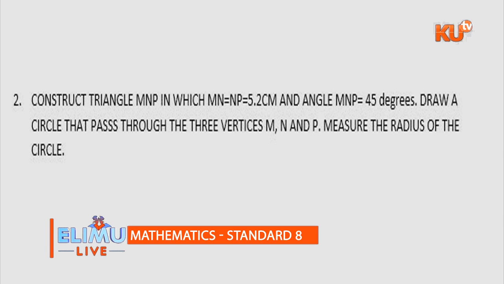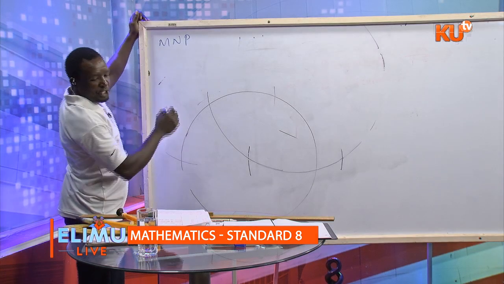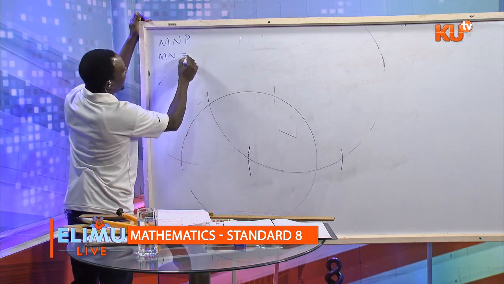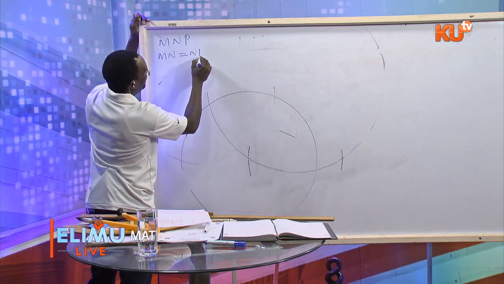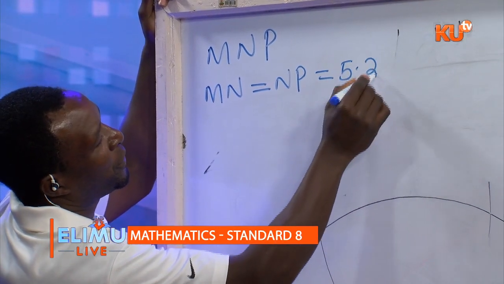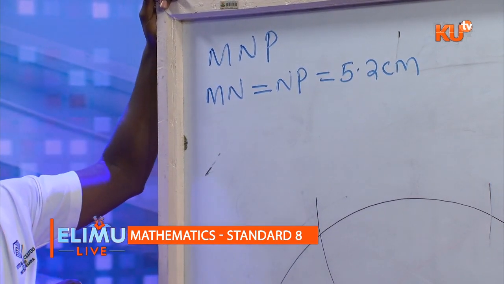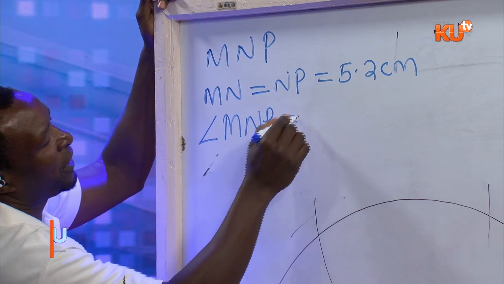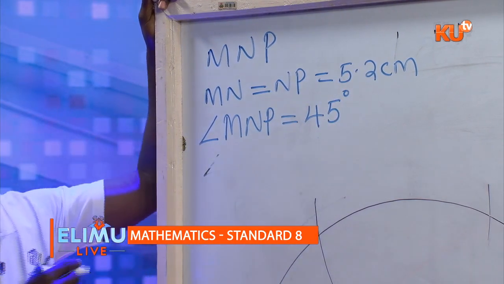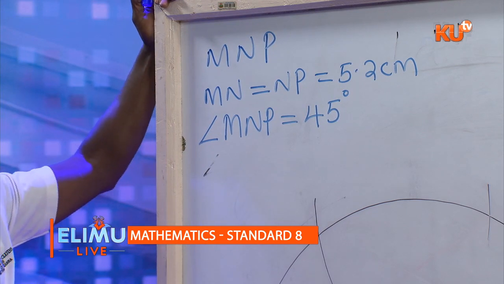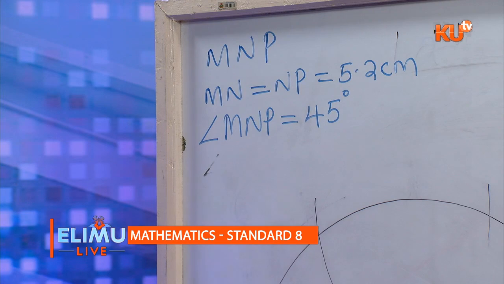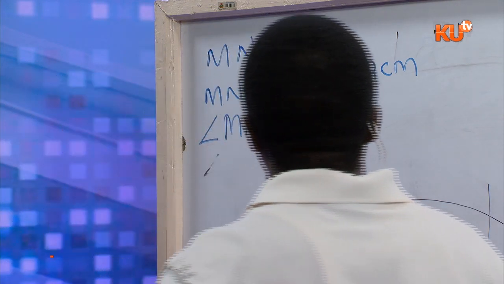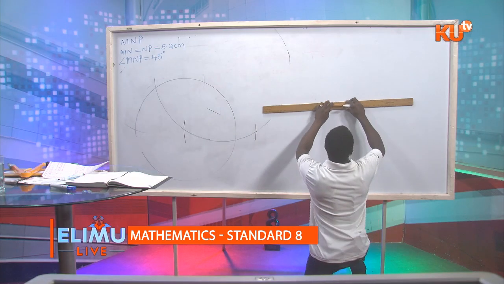We have our triangle MNP, in which MN is equals to NP is equals to 5.2 centimeters, and angle MNP is equals to 45 degrees. Draw a circle that passes through the three vertices. It is obvious. Start by drawing a long line. Just draw a long line.